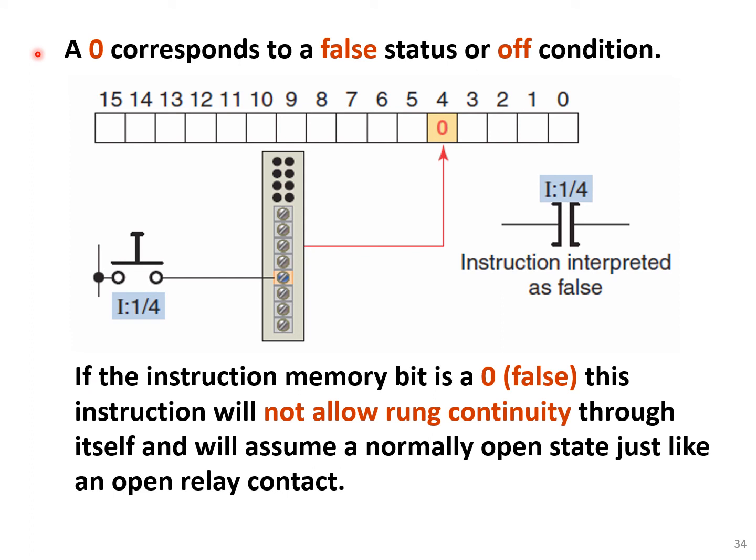A 0 corresponds to a false status or off condition. So just the opposite of what we had in the previous slide. Yes, so the switch is open and the status of the contact is 0. So it does not allow run continuity because the contact is open.